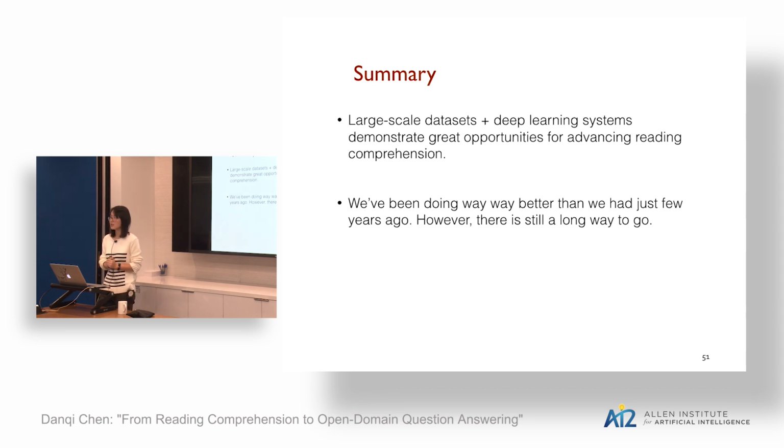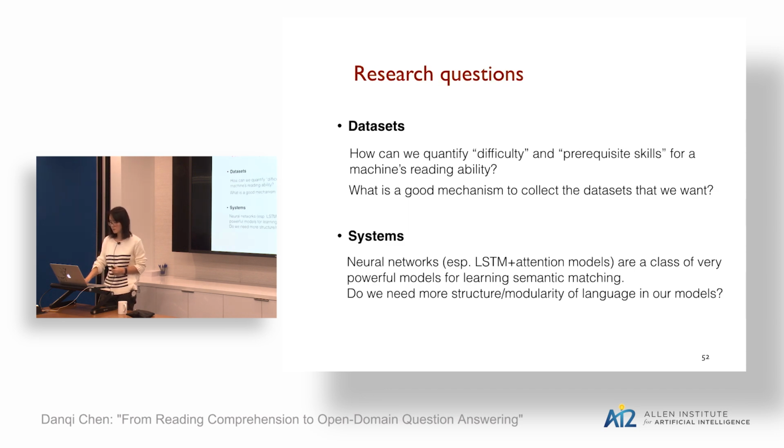The large-scale data sets and the deep learning systems demonstrate great opportunities for advancing the ability of reading comprehension. So we have been doing way, way better than we had a few years ago. However, there is still really a long way to go. So I want to talk about two key research questions here. I will talk about the data set aspect and also the system aspect.